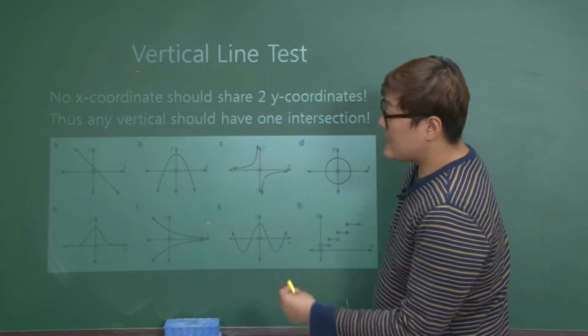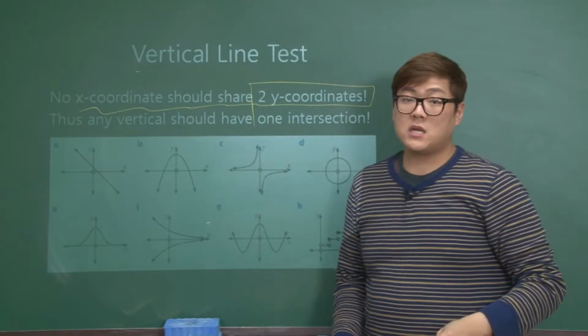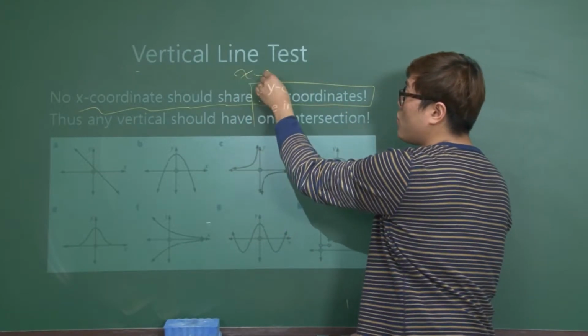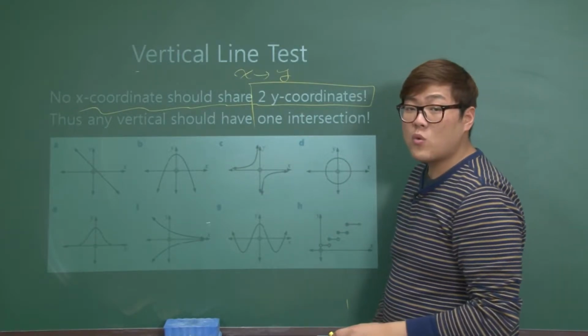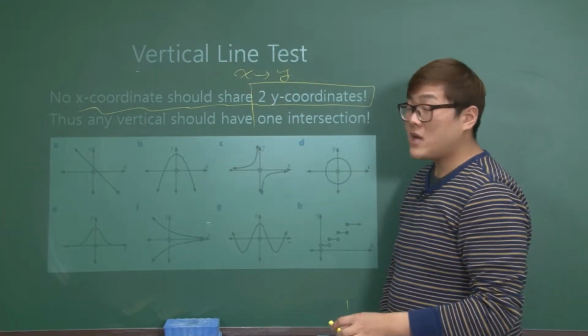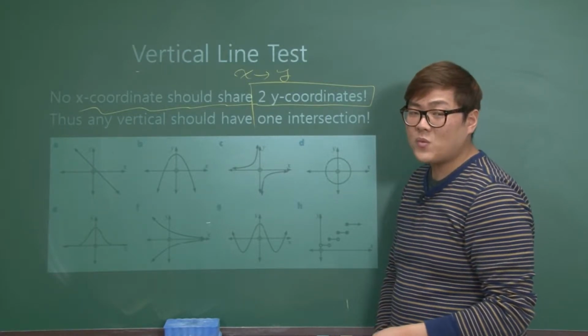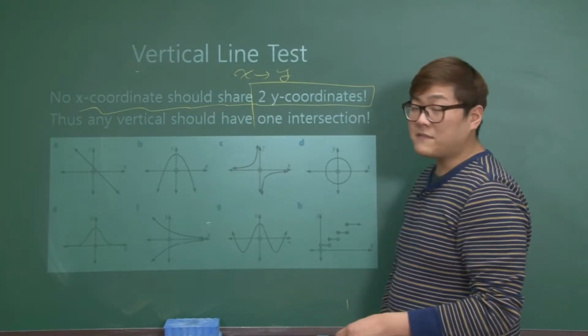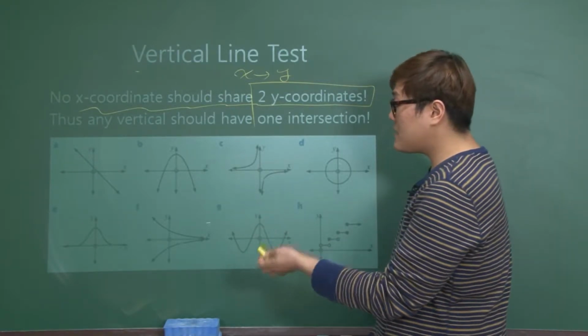Like I said, no x coordinate should share 2 y coordinates. x points to only one y value, which means if it has 2 or more y values, then the vertical line should have 2 or more intersections with the given graph. So we only need to draw the line. Okay, let's check with some given graphs.